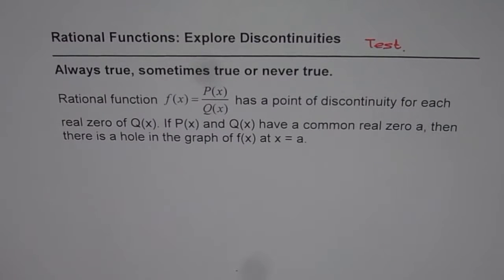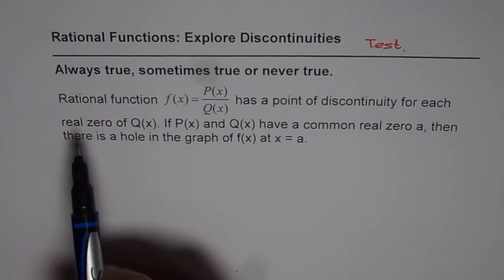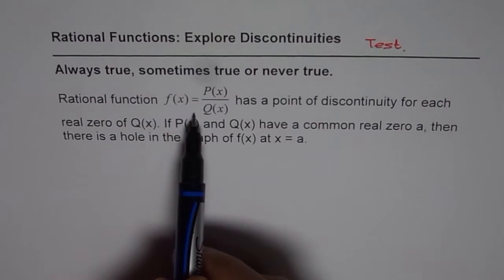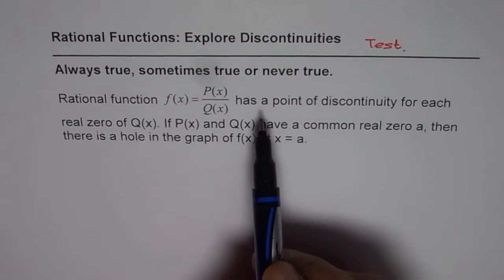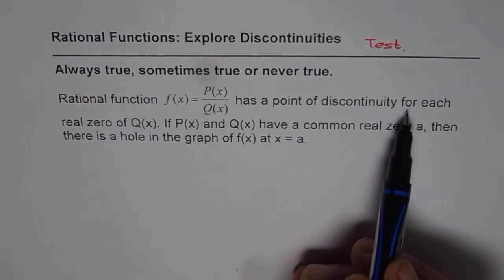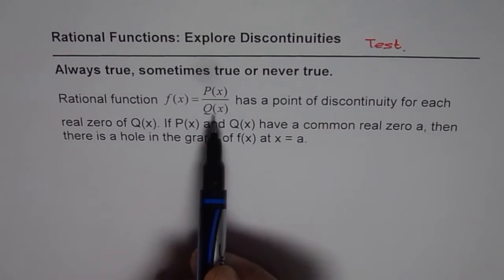I'm Anil Kumar, and in this video we have a small question for you as a test. We have explored rational functions in many different ways regarding discontinuities, and here we have an always true, sometimes true, or never true question. We all know that a rational function f of x equals p of x over q of x has a point of discontinuity for each real zero of q of x, right?